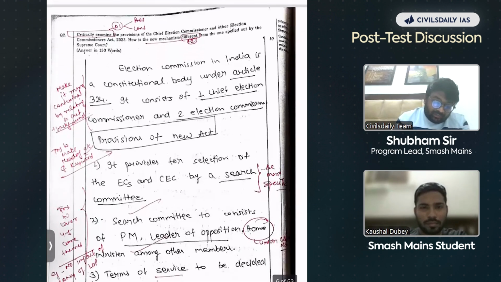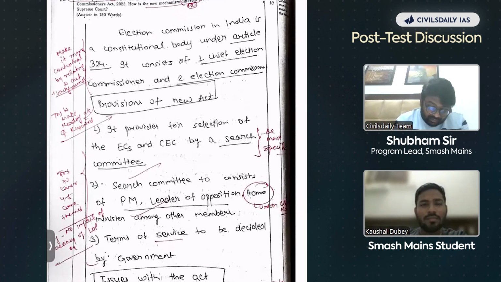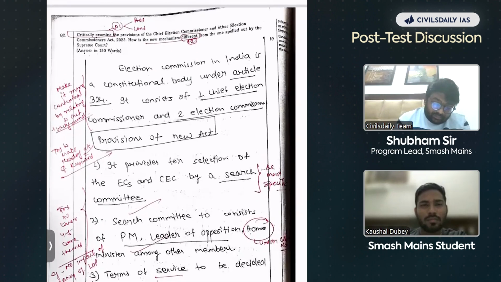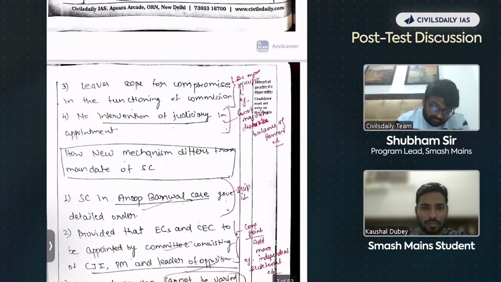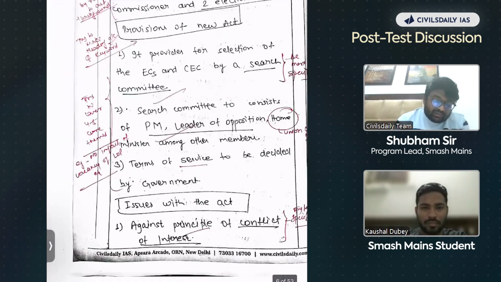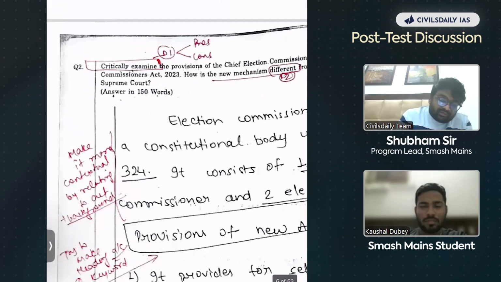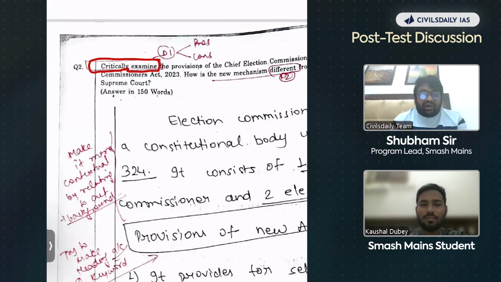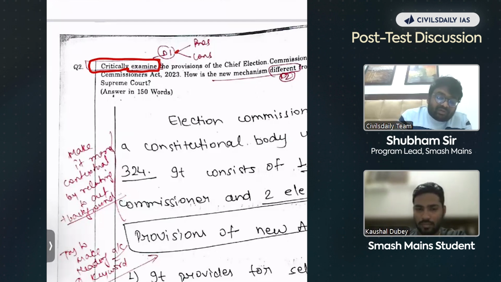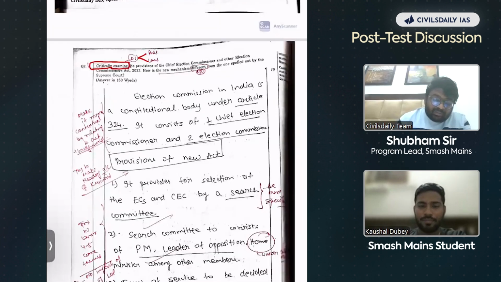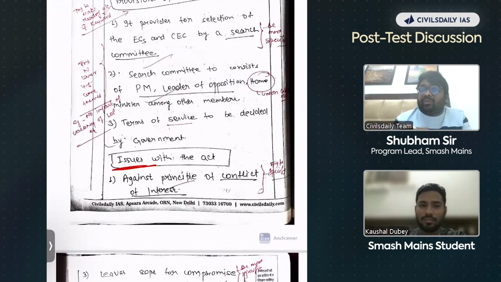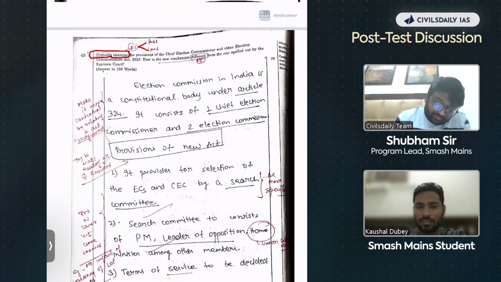Then secondly, critically examine. Here also you have missed the demand, the provisions of the new acts. Okay. So yes, one demand that you have missed is critically examine. So basically, whenever you are asked to examine something, whether critically or normally examine or analyze, anything, in both the cases you have to highlight both pros and cons of it. Right. In this particular question, you have only provided the negative aspects of it, but you haven't provided the positive aspects of it. Right.